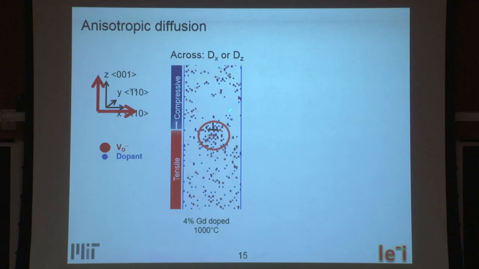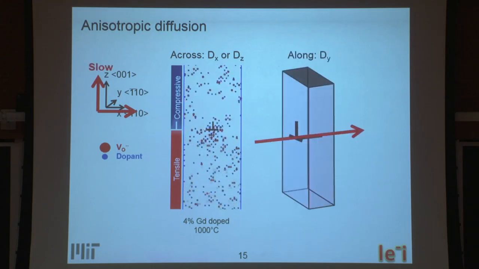On the other side, the enrichment zone, it turns out there are too many blue dots, too many dopant cations. The oxygen vacancies basically get trapped in this area. It's also very hard for them to go through. So for the two directions, the Z direction and the X direction, the diffusivity of oxygen is slowed down. How about the direction along the dislocation line?